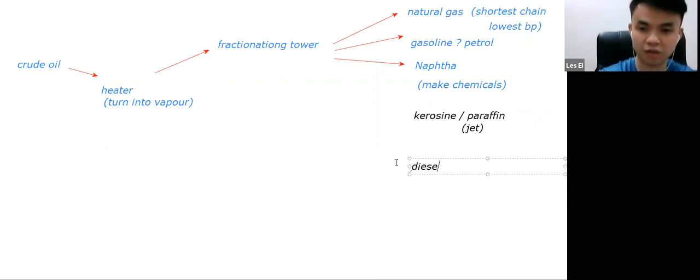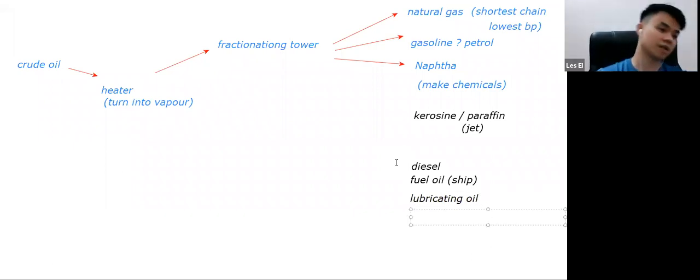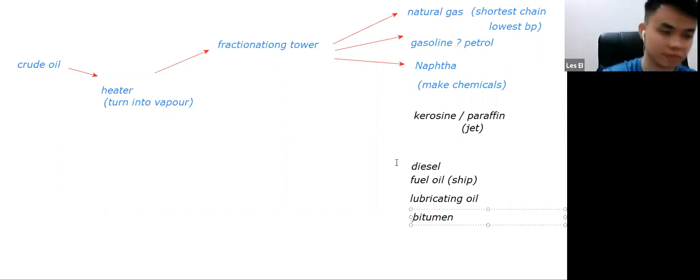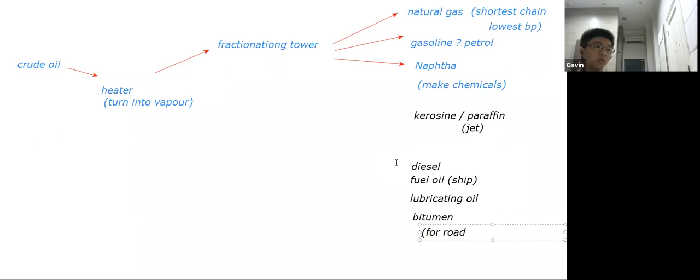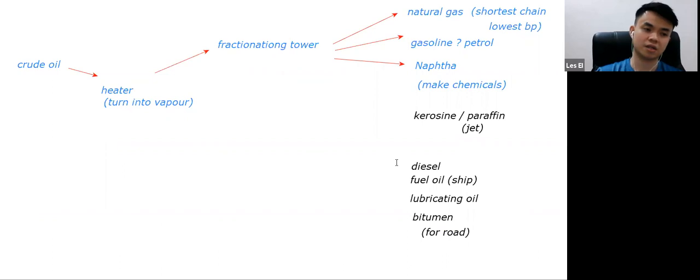And then the next one will be fuel oil. Fuel oil is usually for ships. The next one could be lubricating oil for engines. And the last one is bitumen, or asphalt, for roads. Heavy oil is somewhere in the fuel oil and the lubricating oil. Now, this one is in industrial scale, okay?